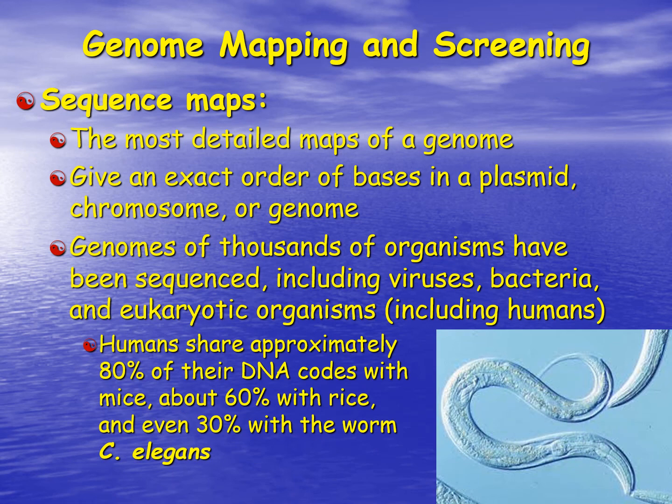Interestingly enough, when we look at the sequence maps of humans, we share approximately 95% of our DNA in common with the great apes, 80% with mice, about 60% of our DNA is shared in common with rice, and even 30% of our DNA is actually shared with the worm C. elegans, which is one of our roundworms.